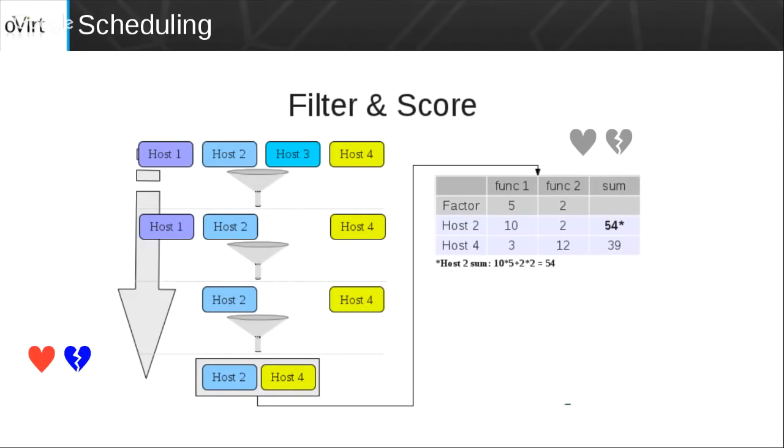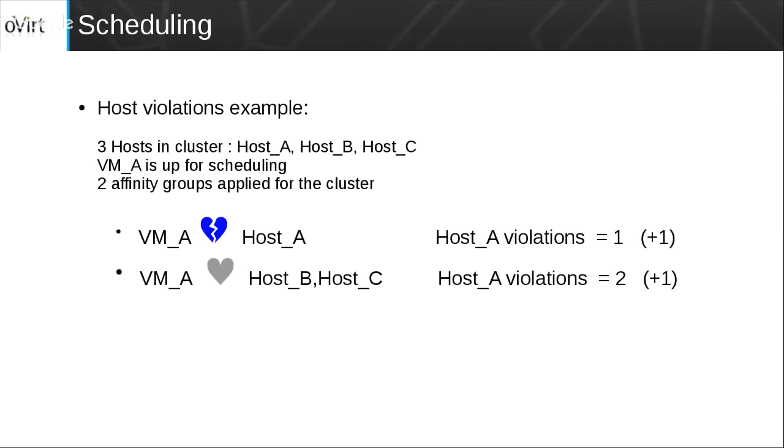VM to VM and VM to host affinity weight units are included here and grant a score to a host by the number of violations. Each violation increases the weight by 1, and then they are multiplied by the factor. A violation of a host is an unsatisfied rule of an affinity group. Let's see an example here. Let's see how we count the number of violations of a host.